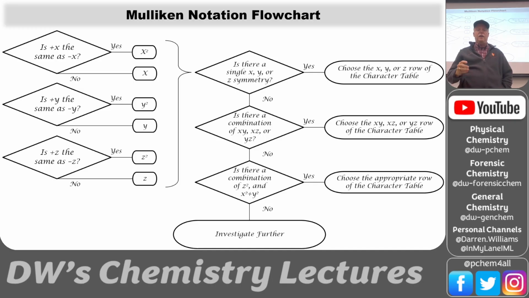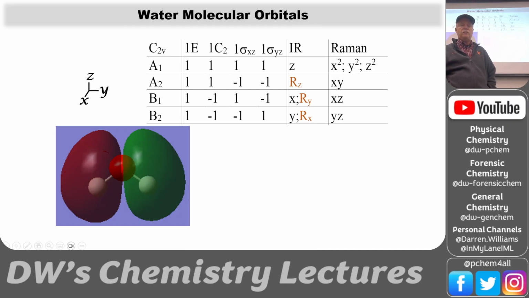That's what I've passed out. And let's look at different molecular orbitals of water and see if we can easily assign the character table or the Mulliken notations for those. Okay. So let's look at this one. We've got the character table and all the Mulliken notations for the C2V point group, and we have this particular molecular orbital for water. So we look at the X, Y, and Z axes, and we answer those first three questions.